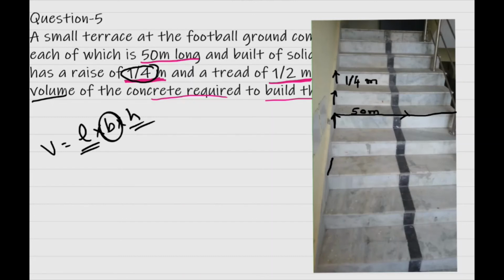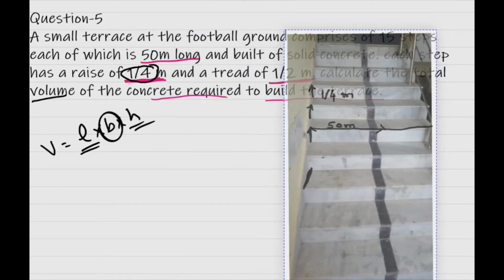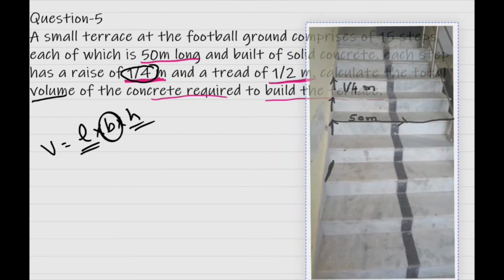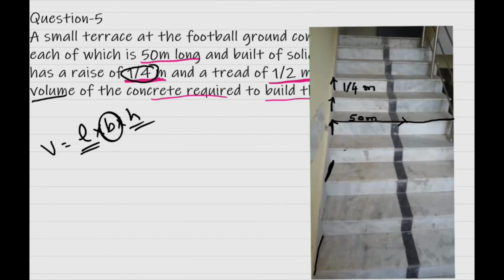Now you try to understand, half meter means is an increase of half meter, because see in the question what it is given, tread of half meter. For every step there is a raise of 1 by 4 meter and a tread of half meter. Tread means this width is moving inside. Here what is visible, for the first step it is 1 by 2 meters. For the next step it is 1 meter. For the next step it is 1 by 2 meter.